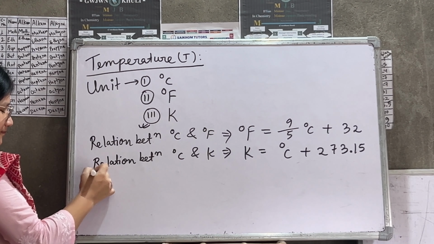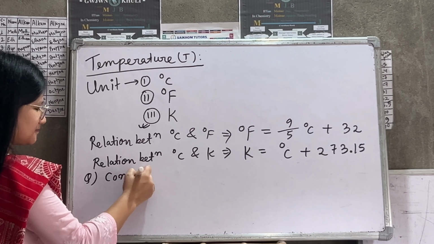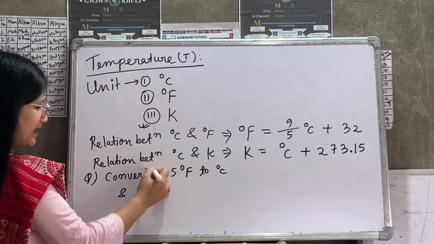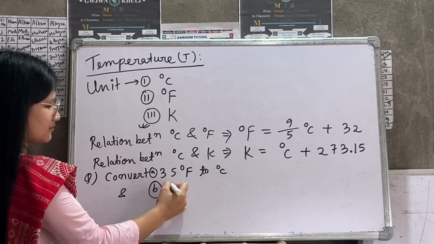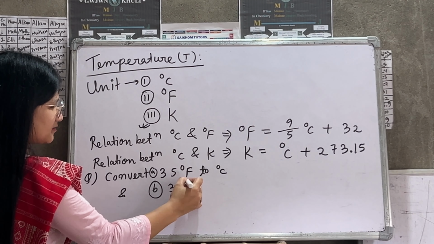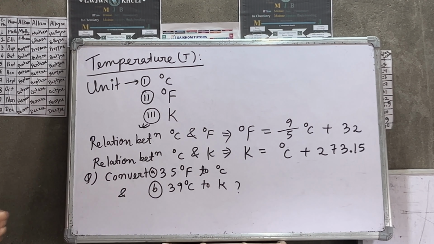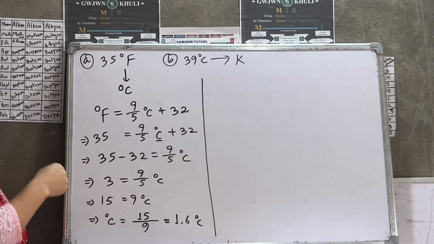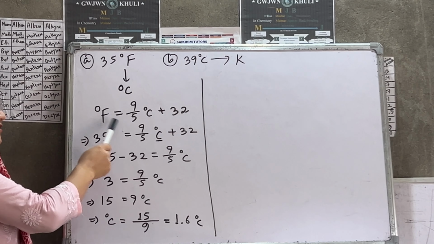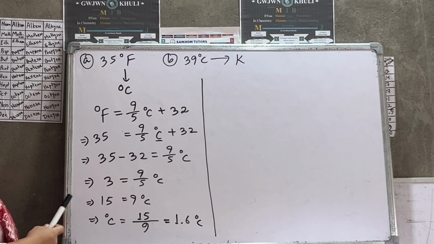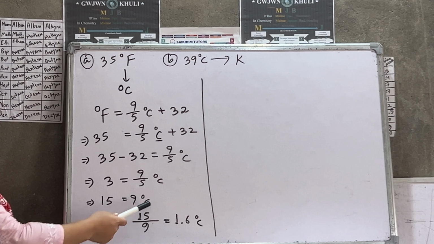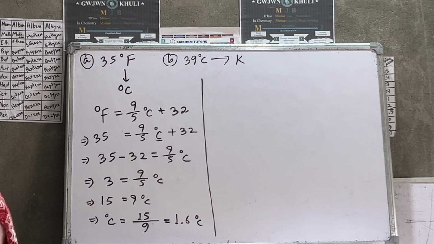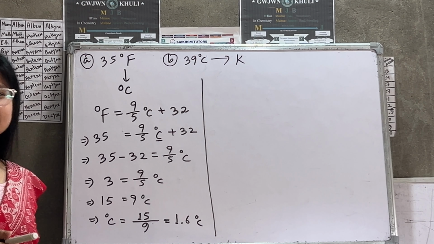Write the question. Convert 35 degree Fahrenheit to degree centigrade. When we need to convert this 35 degree Fahrenheit to degree Celsius, we need to write the relation first and put in the value of 35, and by solving the calculation, the degree centigrade value is 1.6 degree Celsius. Clear? And after that, we need to convert degree Celsius into Kelvin.